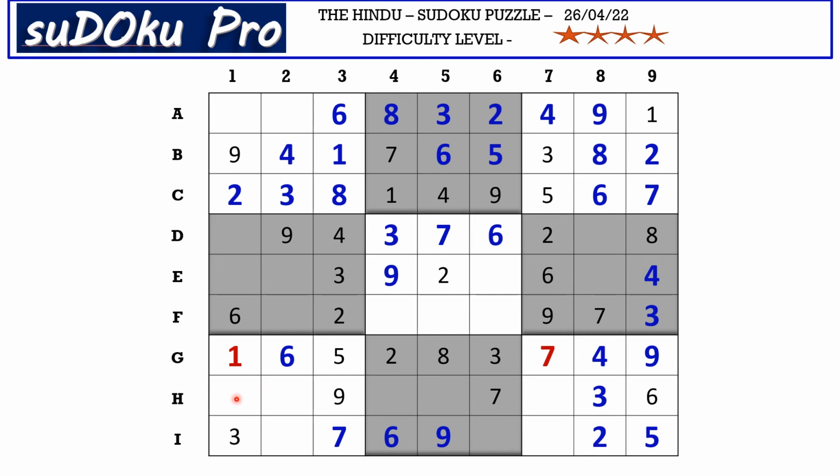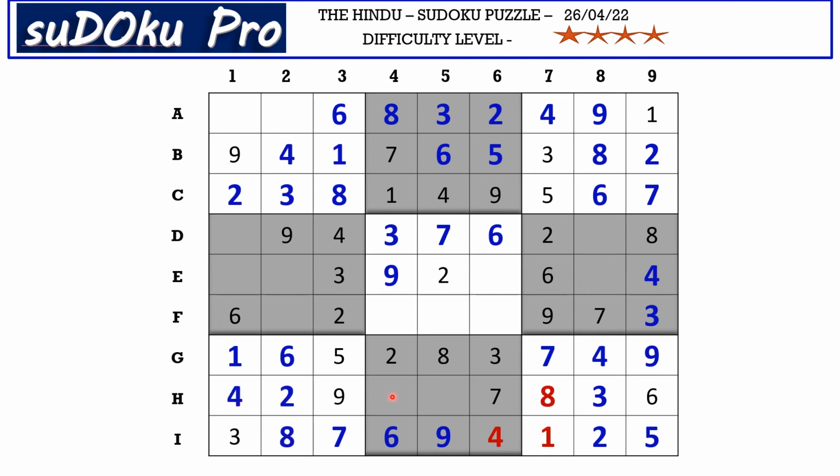Now in the 7th block, the missing numbers are 2, 4 and 8. You have 2 here in column 1 and 2 here in row I, which is blocking these 2 cells. So H2 takes 2. You have 4 blocking this cell, so 4 goes here in H1 and I2 takes 8. Now in column 7, there are 2 empty cells and the missing numbers are 1 and 8. There is 8 in I row. So I7 takes 1 and H7 takes 8. And the only missing number in I row is 4.